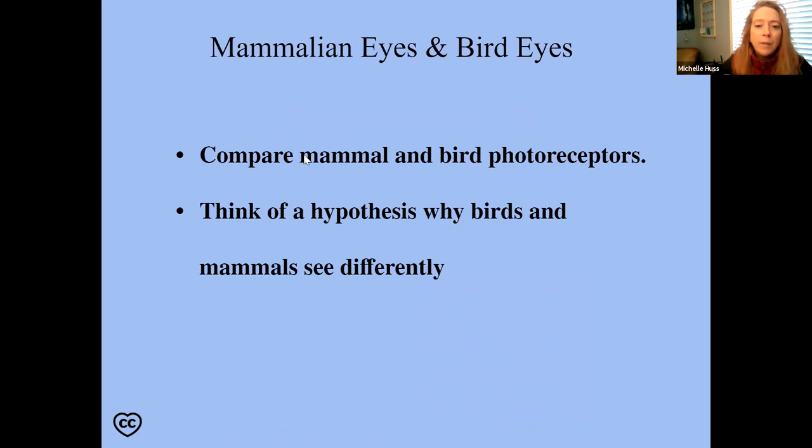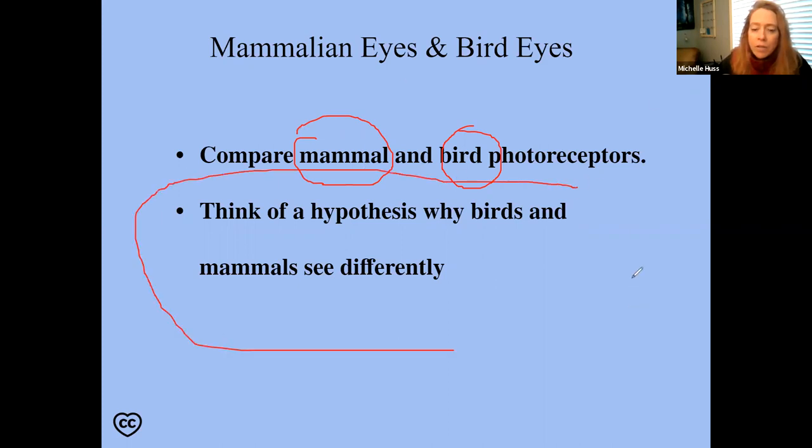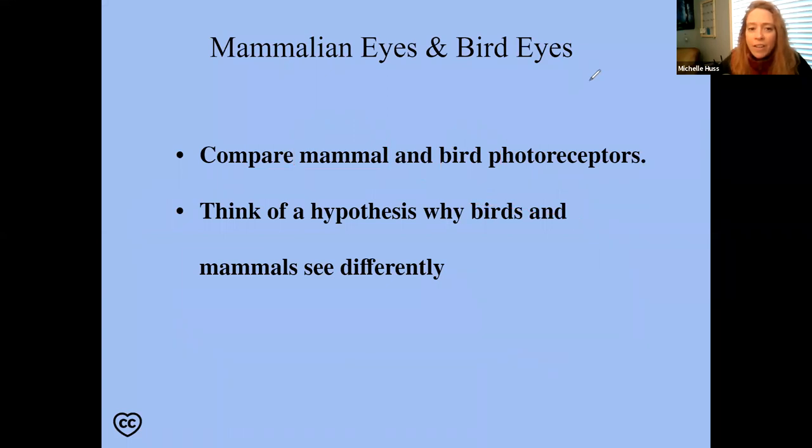Okay, compare mammal and bird photoreceptors. So we're still talking about sight. Birds can see more colors than we can. Mammals, we're called trichromates, but don't write that down, but we can see fewer colors than birds. What does that mean? Think of a hypothesis why birds and mammals see differently. Think about what we do. Think about why birds might need to see more colors. Okay, and we'll write this in the chat. We'll have a little discussion about it in the chat, but just something to think about. We always think about mammals as having everything and can perceive everything, and the answer is no, not always the case.